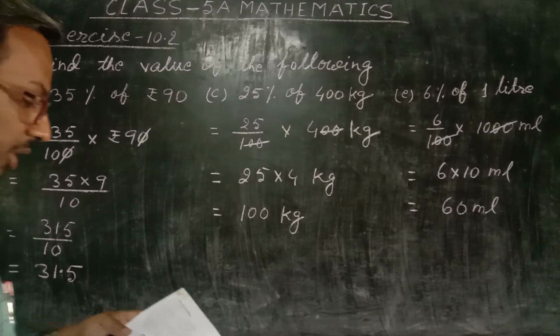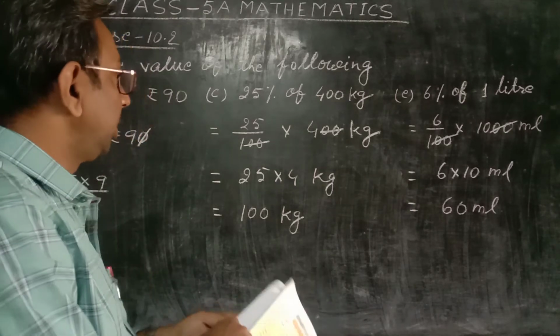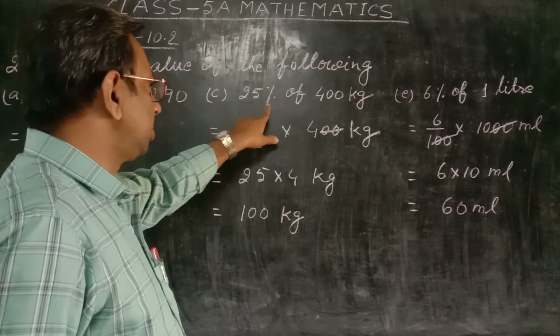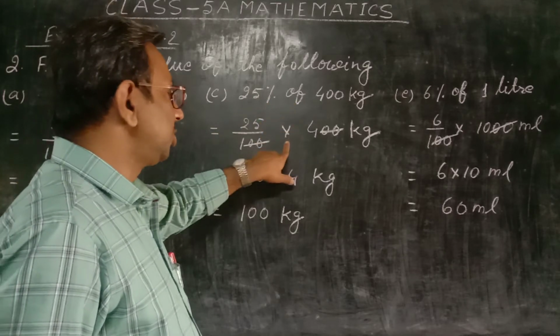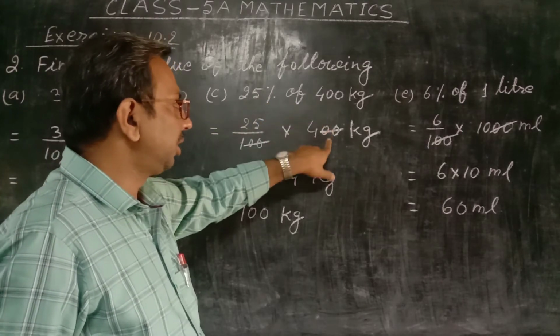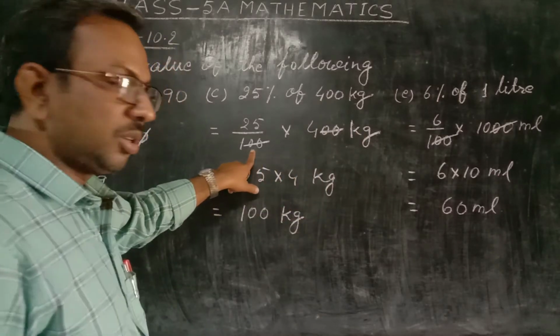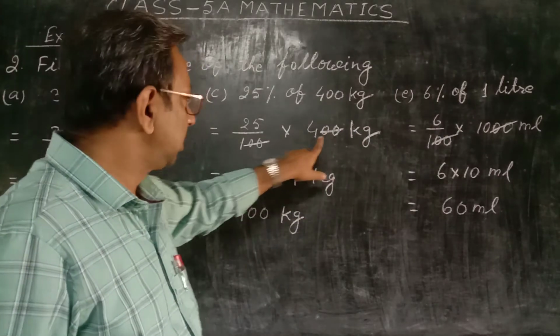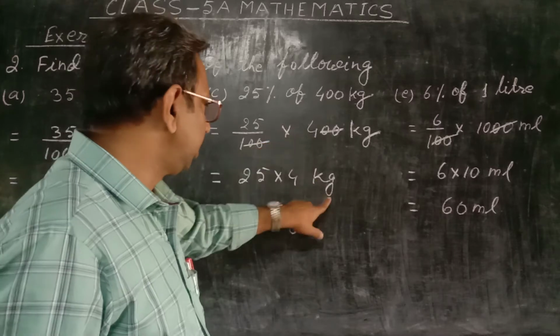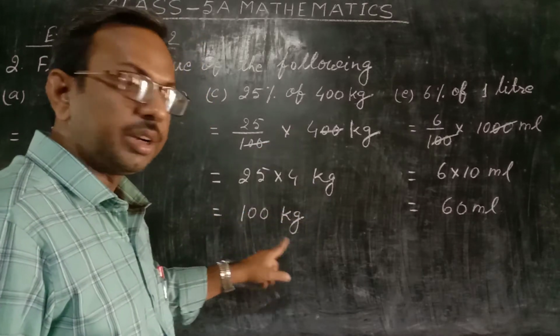Now question number C, 25% of 400 kg. So for the omission of this percent, I wrote 100, of changed into multiplication, and 400 kg I wrote here. Now this double zero of 100 and double zero of 400 is cancelled. Now you have 25 into 4 kg. You multiply this, you will get 100 kg.